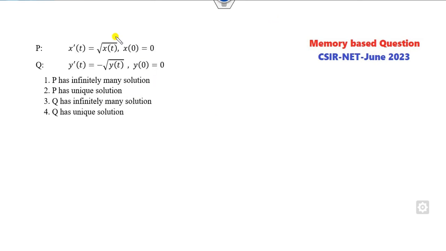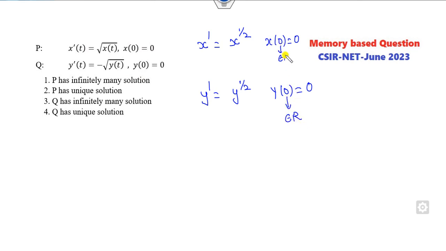Okay, look at this one. Again, this is similar. X dash is x of half, y dash is y of half, and x of 0 is 0, y of 0 is 0. Again, the real line is satisfied, this is 0, this is negative, so it will give you a unique solution. This is positive, it will give you an infinite solution. So Q has the unique solution, P has infinite solutions are the correct answers of this problem.